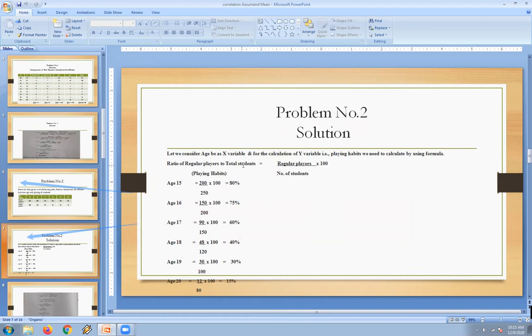So we have considered the x variable as age and the y variable as the playing habits. For the calculation of these playing habits, we are going to use percentage. The formula we are using is the ratio of regular players to total students: regular players divided by number of students into 100. When we multiply by 100, it shows the percentage of students. So one by one we need to calculate for each age.